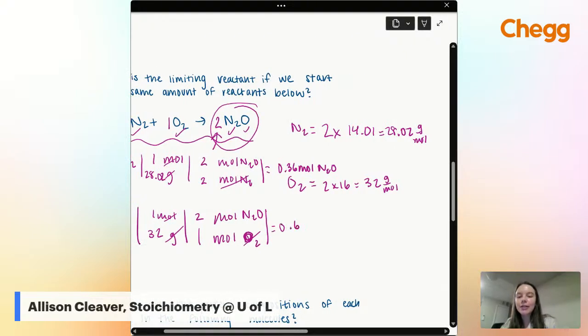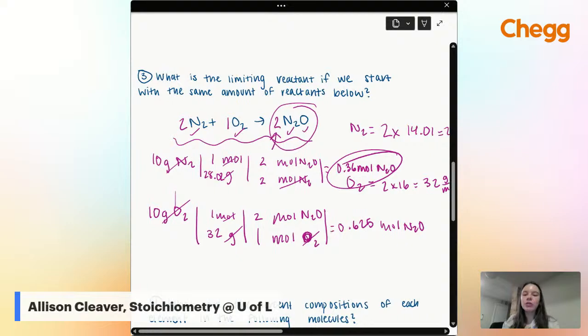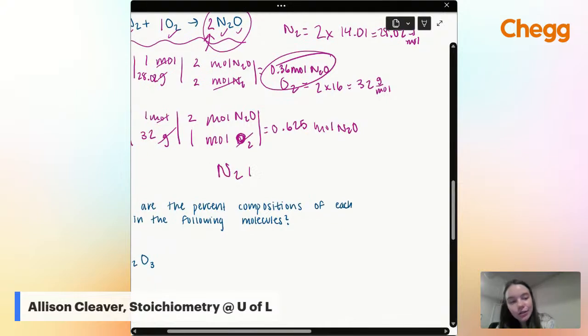So what's the limiting reactant? You've got 20 seconds. Type it in the chat. Tell me, what is the limiting reactant based on this information that we just found out? Whatever makes the least moles of product is the limiting reactant. 0.36 moles of N2O is less than 0.625 moles of N2O. So we know N2, I'm going to write it down here, N2 is our limiting reactant.